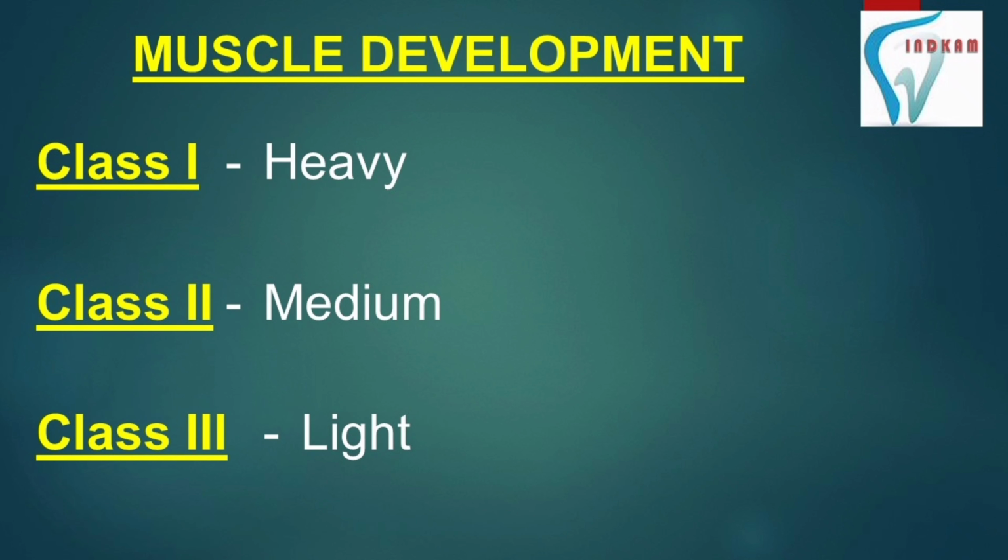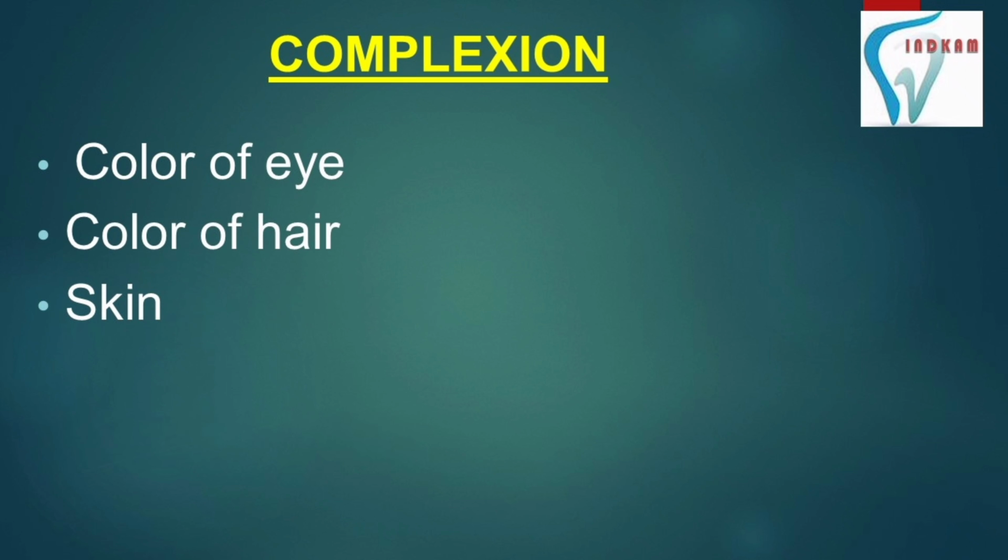Muscle development. Talking about muscle development, people with excessive muscle development have more biting force. House classified muscle development as class 1 heavy, class 2 medium and class 3 light. Complexion. The color of eye, hair and skin guide the selection of artificial teeth.